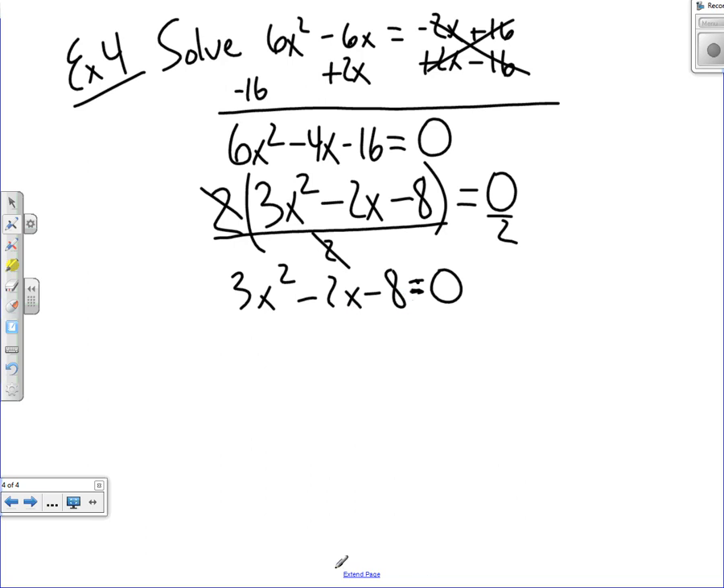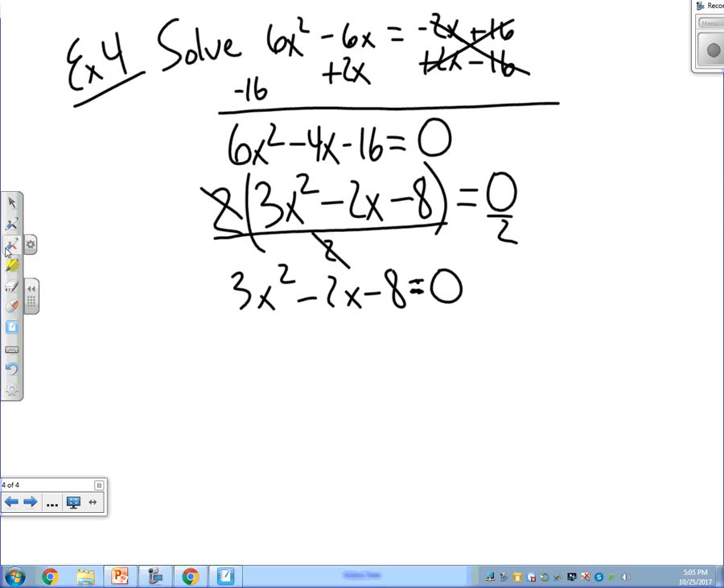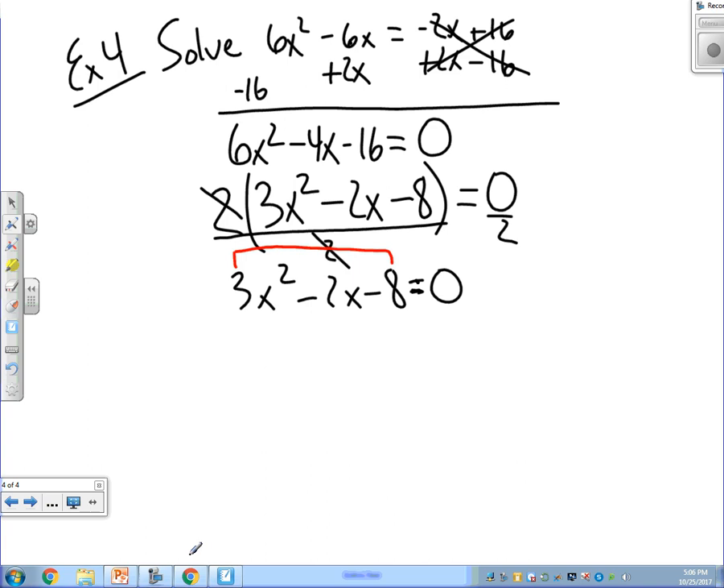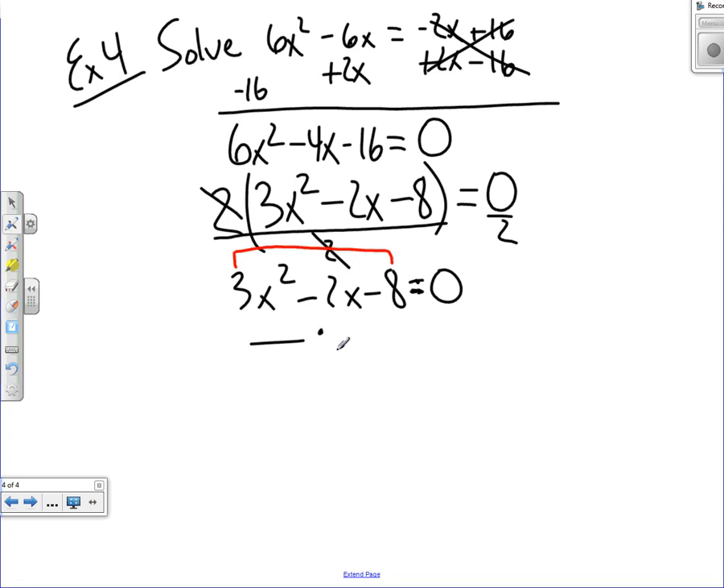Now, this is not a naked quadratic, it's a dressed quadratic. And what that means is we have to first multiply front end times back end. What is 3 times negative 8? Negative 24. We need two numbers that multiply to negative 24, but those same two numbers have to add to what's in the middle. What's sandwiched in the middle? A negative 2.